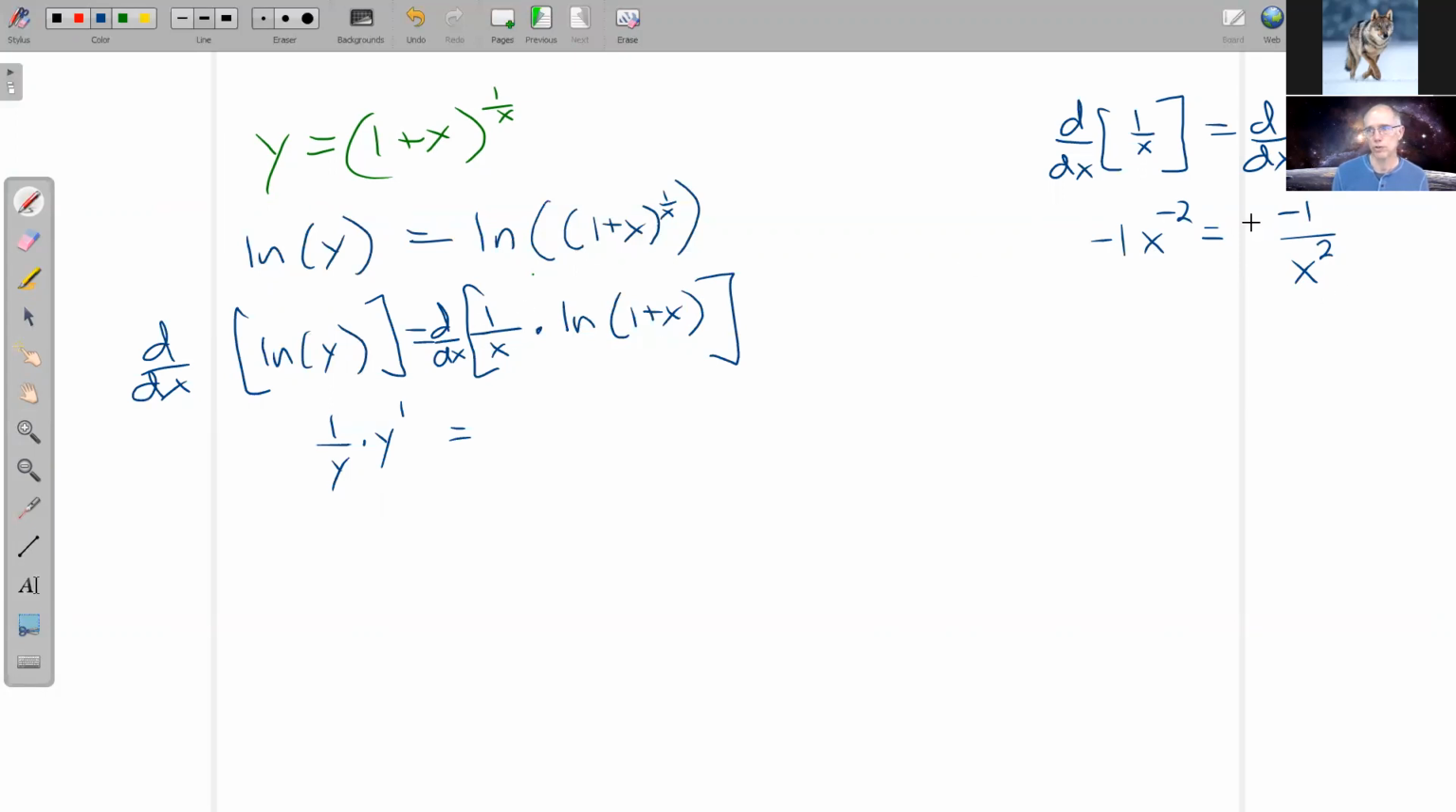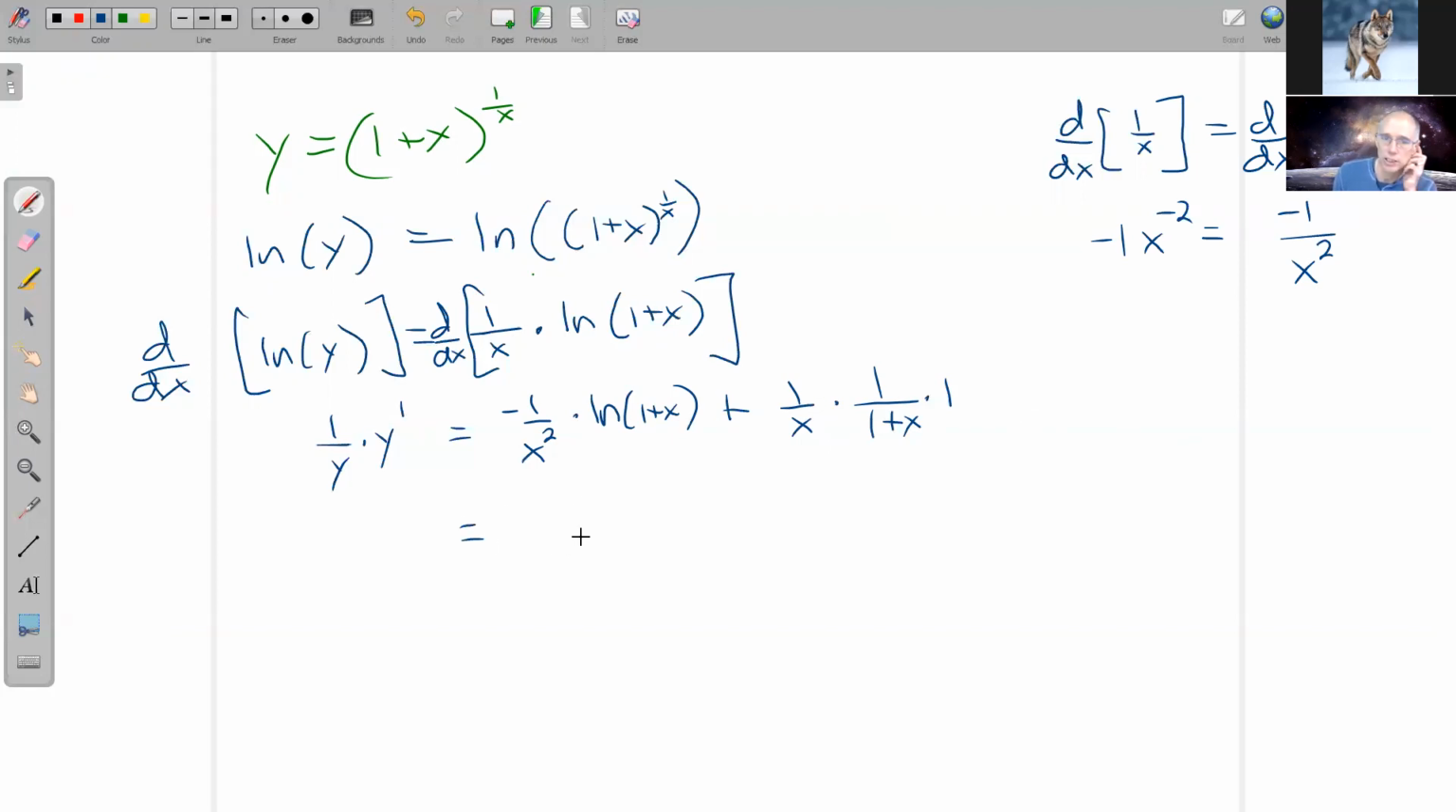So the derivative of 1 over x is negative 1 over x squared times the natural log of 1 plus x. And then we have plus the first function, 1 over x, times the derivative of the second, which is 1 over whatever was inside, times the derivative of what was inside. The derivative of 1 plus x is just 1, so the chain rule is applied, but doesn't really change much. And then we clean that up and multiply by y.